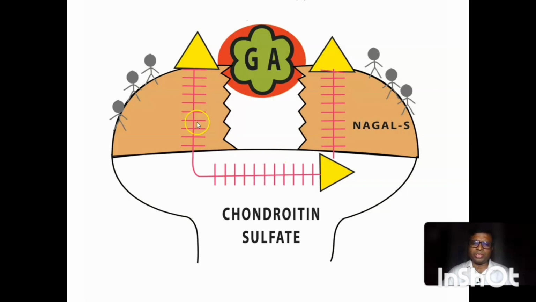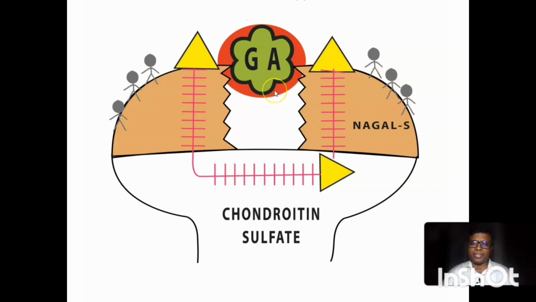Let's look at the story. Let's assume this is Cartilage Street. There's been a big earthquake at Cartilage Street and there's been a big crack. Government authorities have put up a big fence-like structure made up of N-acetyl galactosamine sulfate to prevent people from falling into the crack. But then some people are adamant. They want to jump over the fence and see what's in the crack.